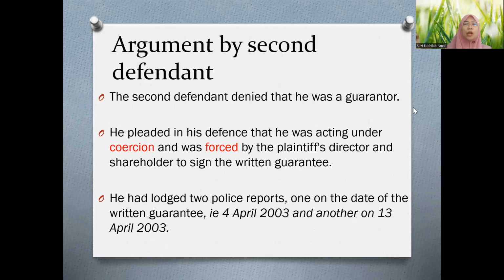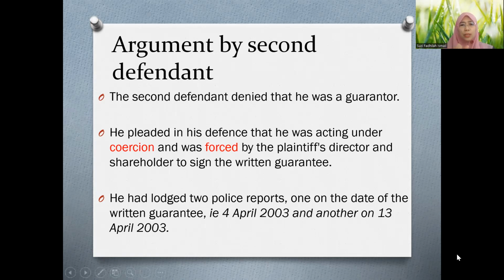You cannot simply say in the court, oh, I was being coerced, I was being forced. Any evidence? No evidence. So here, the second defendant, the guarantor, was so smart. I mean, he has all the strong evidence here. So basically what happened was that when he was forced to sign the written guarantee, he quickly went to the police station. He lodged 2 police reports.